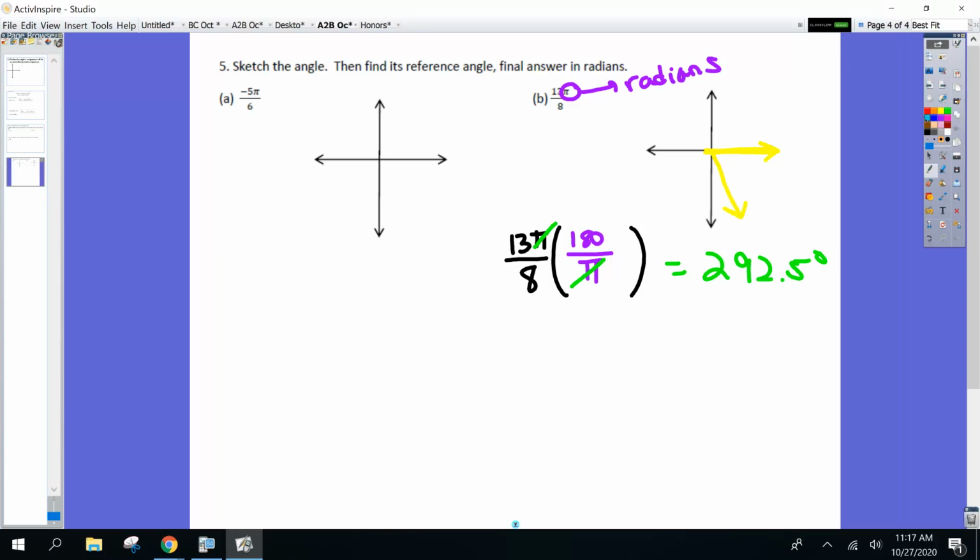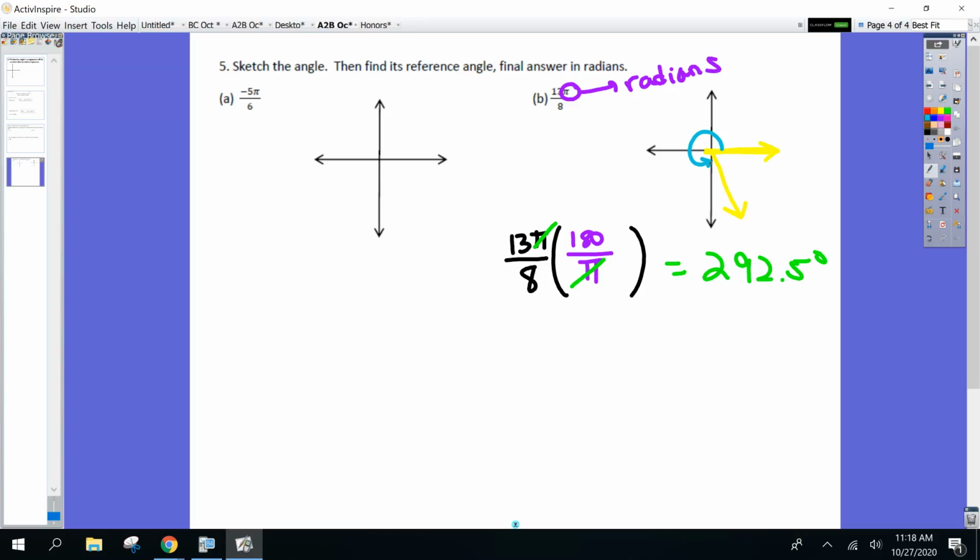Please do not forget your arrow. Which direction is 292 going? Counterclockwise. All right, I'm not going to show you how to graph an angle in radians. I always prefer you guys turn it into degrees. We're all good on that part.